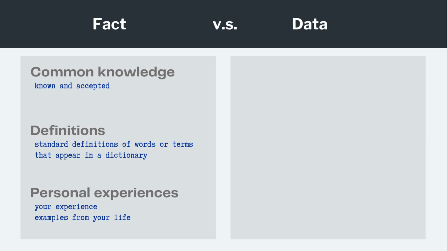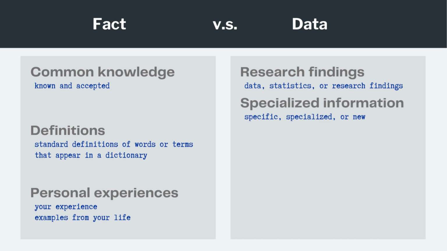So, what needs to be cited? Data needs to be cited. Let's take a look at some examples. Research findings. Any data, statistics, or research findings should be cited. Specialized information. Information that is specific, specialized, or new should be cited. Quotations. Direct quotes from any source always need to be cited. When you press copy-paste, you need to cite.